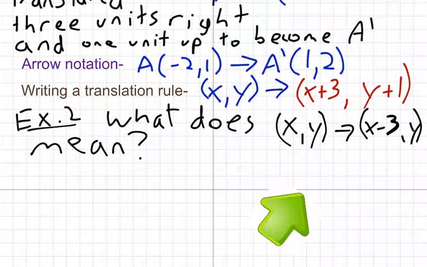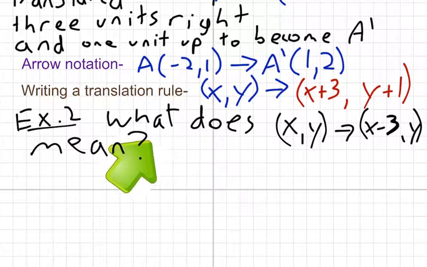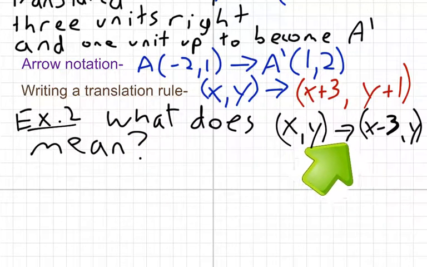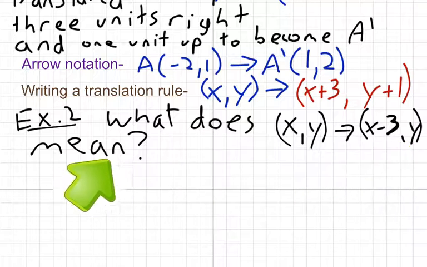All right, let's try an example with that. So what does (x, y) becomes (x minus 3, y) actually mean?